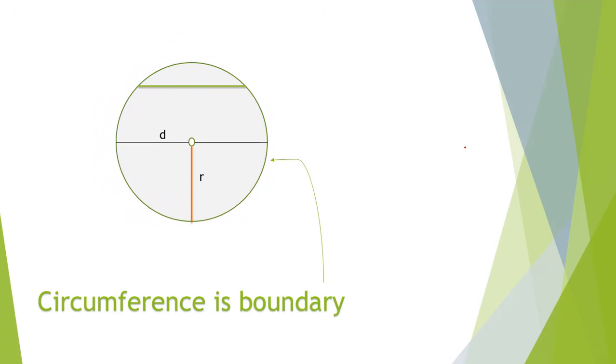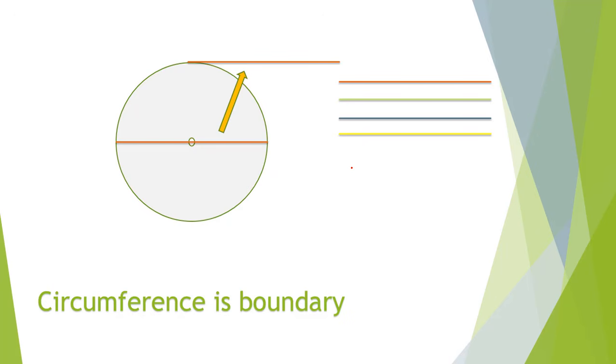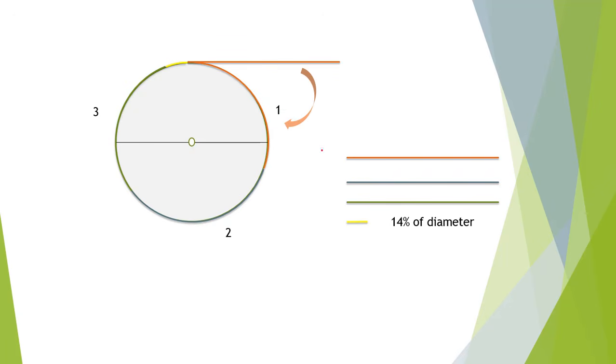Circumference is the full boundary of a circle. Let's have an in-depth understanding of circumference. We have made some copies of diameter. We have a few diameters with us. Now we will wrap these diameters around a circle, and we will check how many diameters wrap around the circle.